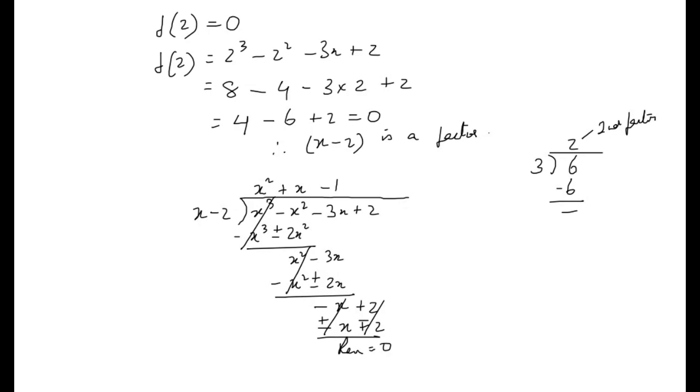So our f of x can be written in factorized form as x minus 2 and x squared plus x minus 1. Now since this is a quadratic factor, I can check using the quadratic function on my calculator to see if I can factorize that further. So I'm going to put in the values 1, 1 and minus 1.